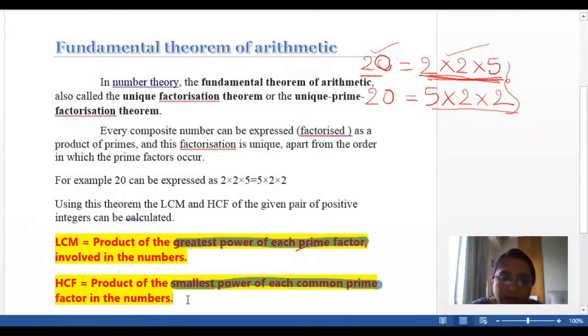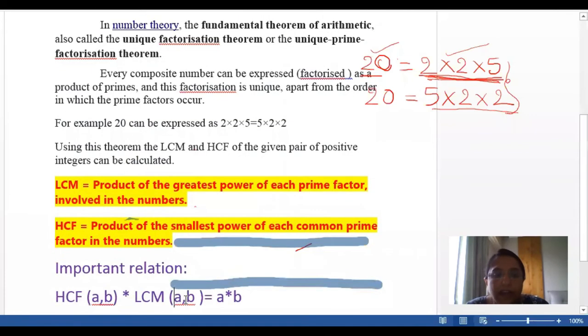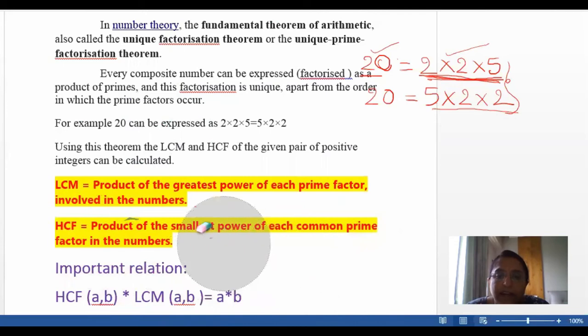Next, there is one important relation between LCM, HCF and the two numbers. What is that? This is very much applied in finding LCM and HCF. HCF of A and B, where A and B are two composite numbers, into LCM of A and B is equal to the product of the two composite numbers.